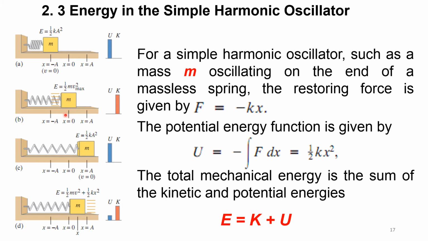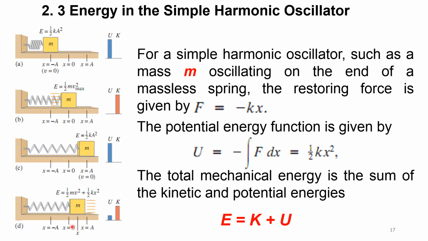When the body is at the equilibrium position together with the spring, the velocity is maximum, and x is equal to 0. When the position is 0, the potential energy is 0 and the kinetic energy is maximum. That's why the mechanical energy is equal to the maximum kinetic energy. And when the body and the spring oscillate and reach the position x equals a, maximum amplitude, the velocity is 0, so the kinetic energy is 0, and the potential energy is maximum, and the mechanical energy E is equal to the maximum potential energy.